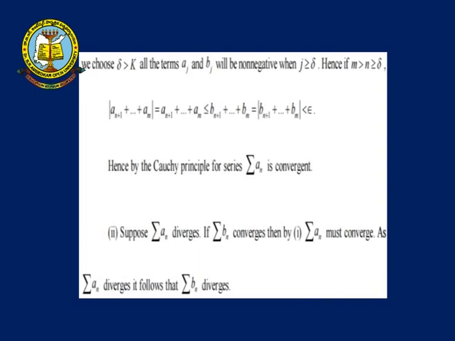Now, suppose sigma a_n is divergent. If sigma b_n were convergent, then sigma a_n would be convergent, so sigma b_n is divergent; hence sigma a_n is also divergent.